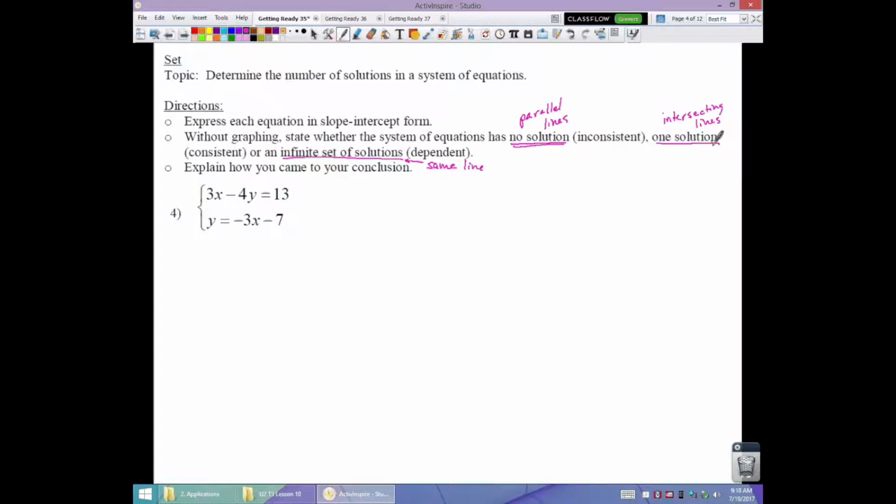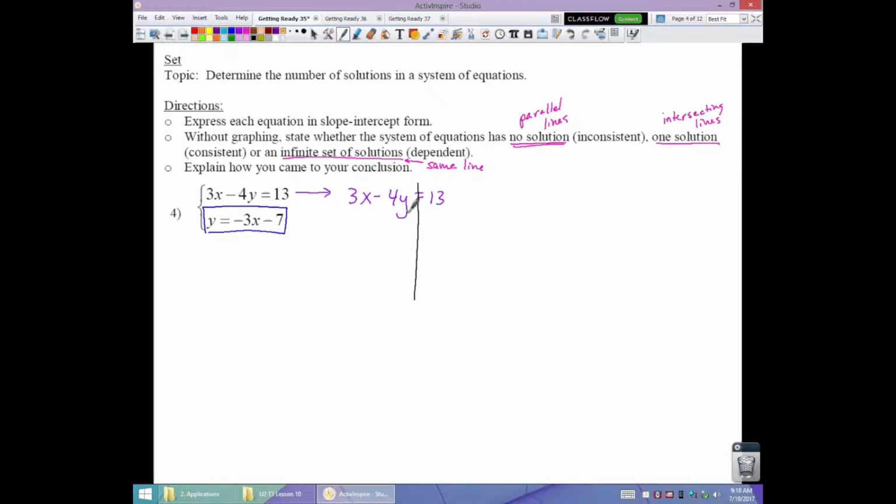So the directions tell us that first we are to write each equation in slope-intercept form, and we'll use that to decide which of the situations we are looking at. So the second equation is already in slope-intercept form, so we don't have to do anything with that one. We do need to manipulate the first one, 3x minus 4y equals 13. I'm going to write that in slope-intercept form.